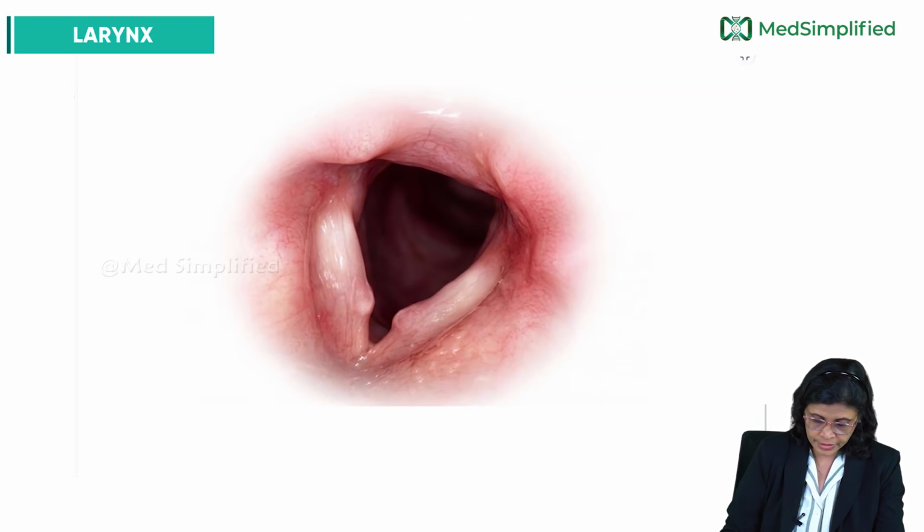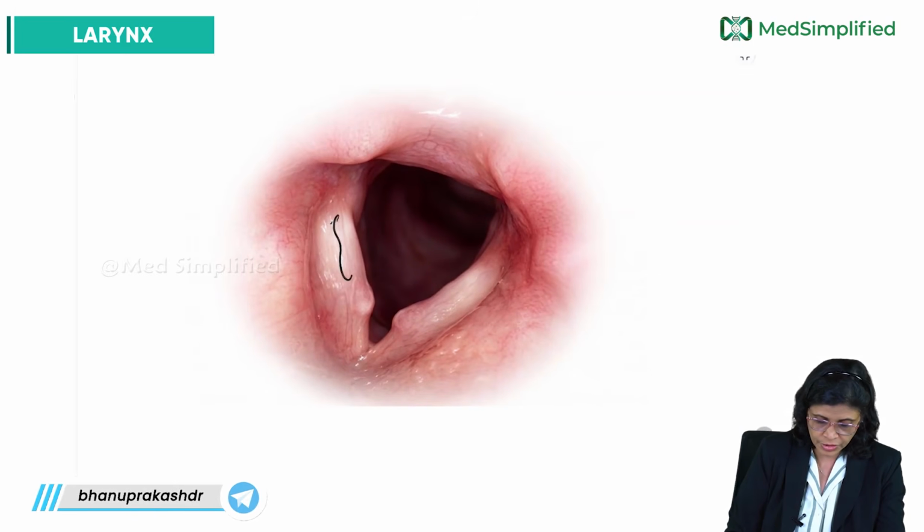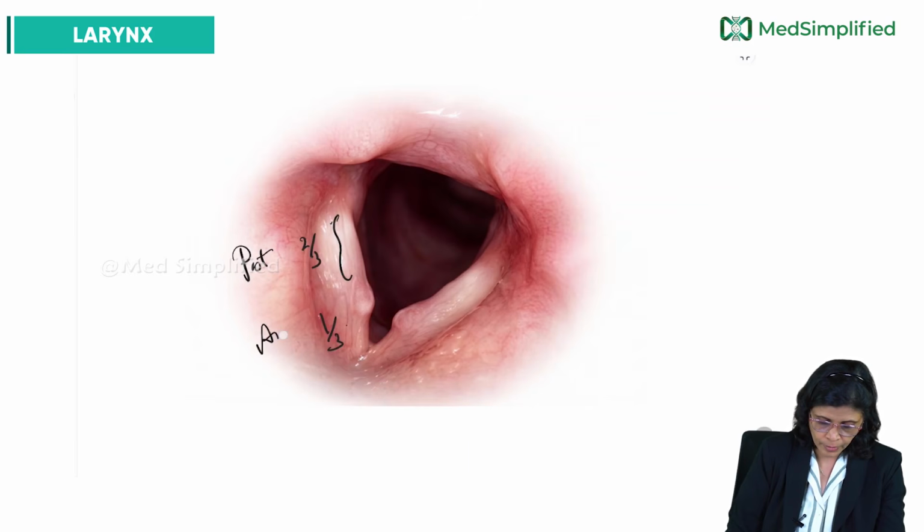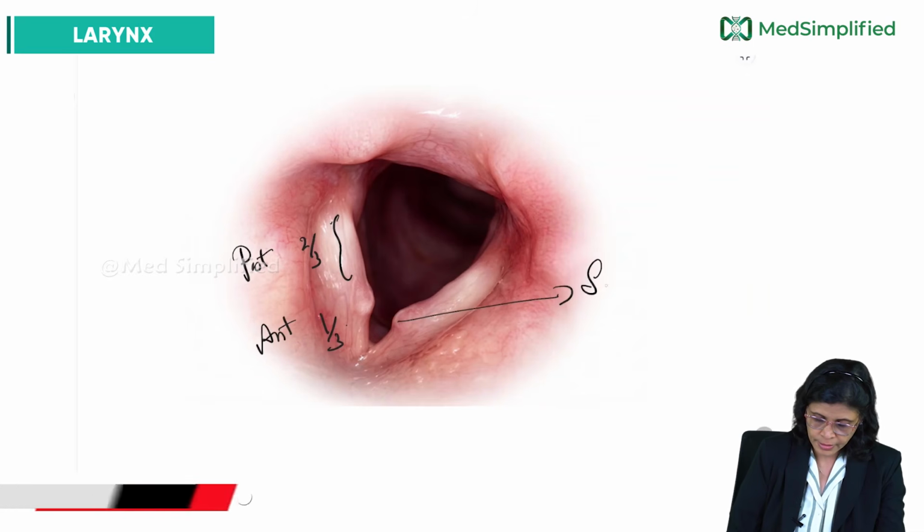This is how it is seen. At the junction, you can very easily know this is the posterior 2/3 and anterior 1/3 junction. Here we can see the nodules. These are the Singer's nodules.